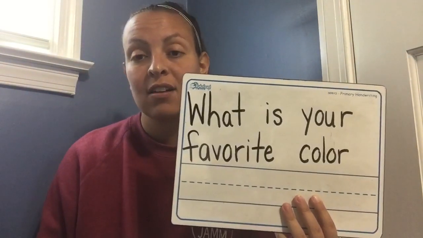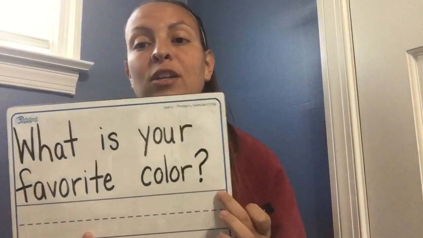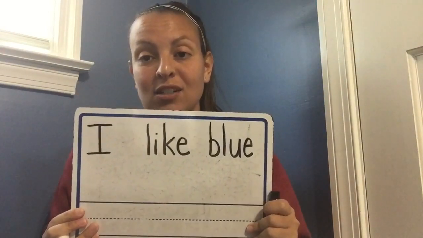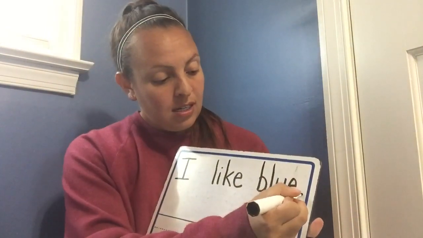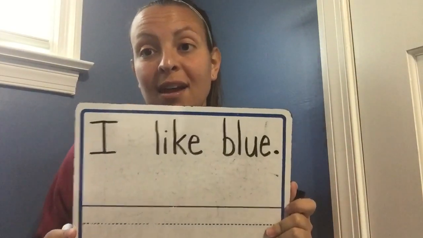What is your favorite color? I like blue. The one you should pick that is asking a question is, what is your favorite color? That is asking you a question, so that is the sentence that needs a question mark at the end. I like blue is a telling sentence. So I like blue needs a period. You're not asking a question, you're telling someone something. You're telling them that you like the color blue.